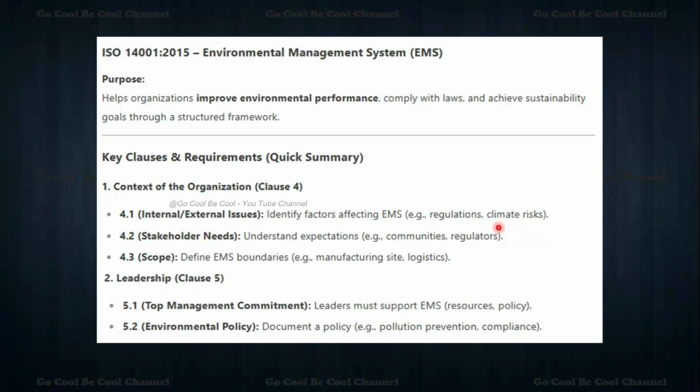Now moving to the next clause, leadership, clause number 5. 5.1 is management commitment: leaders must support the EMS and provide resources. 5.2 is the environmental policy: document a policy, for example pollution prevention and compliance. This is leadership.